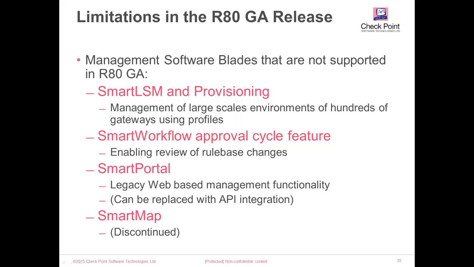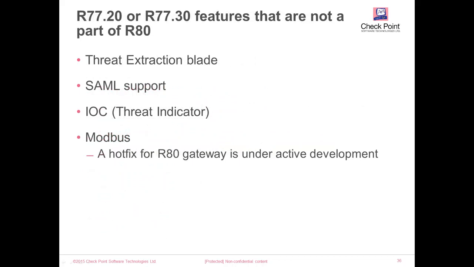SmartPortal, the legacy web-based management functionality, has been replaced with our Security Management API, allowing customers to build their own web-based portals to integrate with the R80 management server. And SmartMap has nowadays been discontinued because we saw that customers were not using it. In R77.20 and R77.30, we had add-on packages, adding new features on top of those versions. Those features are currently not part of the R80 release. It's most probably going to be available in R80.10. So if you're using Threat Extraction blade, SAML for authentication for cloud-based services, threat indicators, or managed Modbus protocols, then at the moment this is not available for R80, but will be in R80.10.